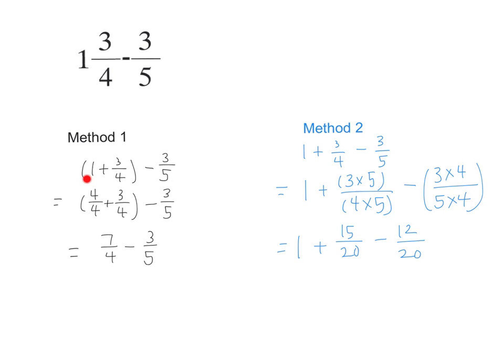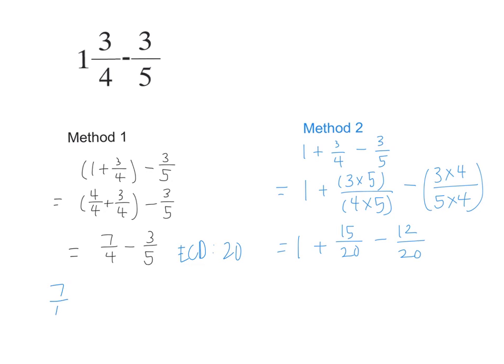I know that 1 is the same as 4/4. So therefore, 1 plus 3/4 is the same thing as 4/4 plus 3/4, which is 7/4. So this is the same thing as 7/4 minus 3/5. Yes? And then when I get to this point, what do we call this first number? What kind of fraction? Improper fraction. So I'm basically changing my mixed number into an improper fraction. And now I can subtract like I normally would. What I would do is I would find the least common denominator, which is? 20. Yep, it's 20. Good.